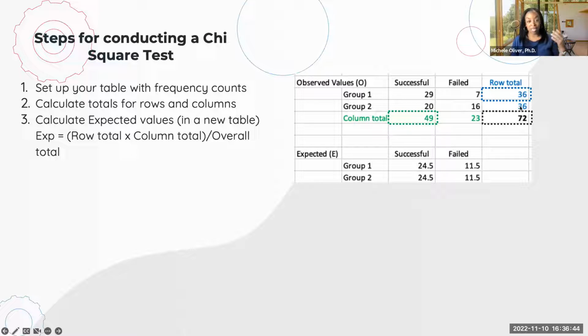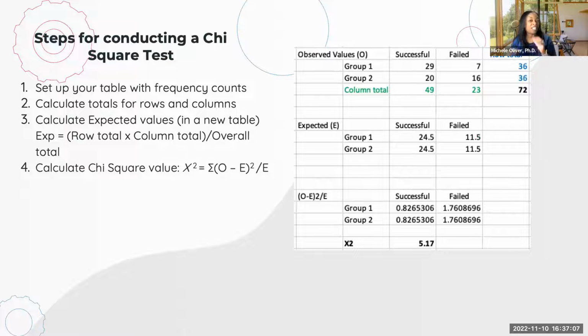I could do the same thing to complete this entire matrix, right? If I'm doing the failed section, I would do 36 times 23 divided by 72, okay? That's how I calculated these values. All of these are just formulas in Excel. You just plug in the formula and it cranks it right out for us, okay?